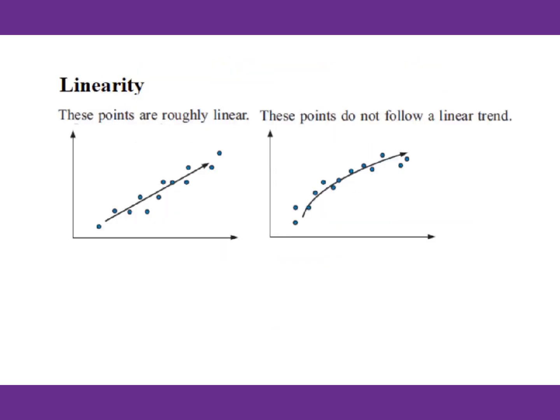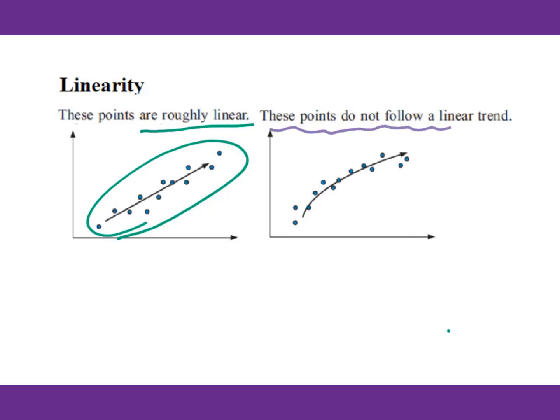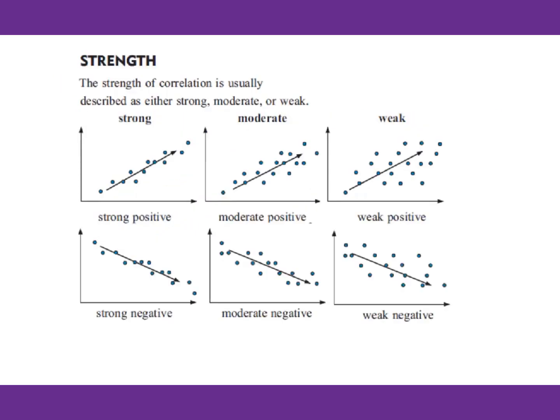Linearity: these points are roughly linear. Let's check the second graph. These points do not follow a linear trend. When we describe the strength of correlation, we normally use strong, moderate, or weak. Here are some diagrams showing strong positive correlation, moderate positive correlation, weak positive correlation. This is a strong negative correlation, moderate negative correlation, weak negative correlation.